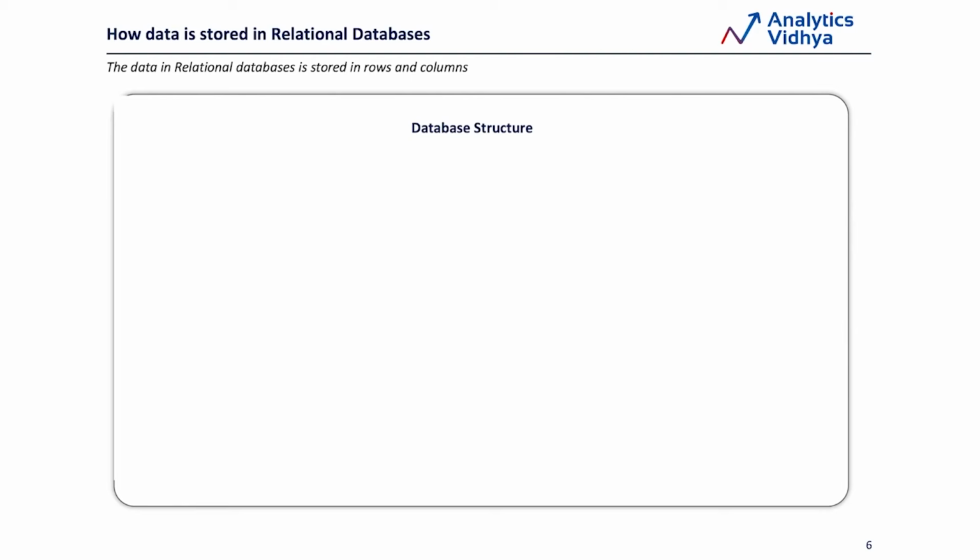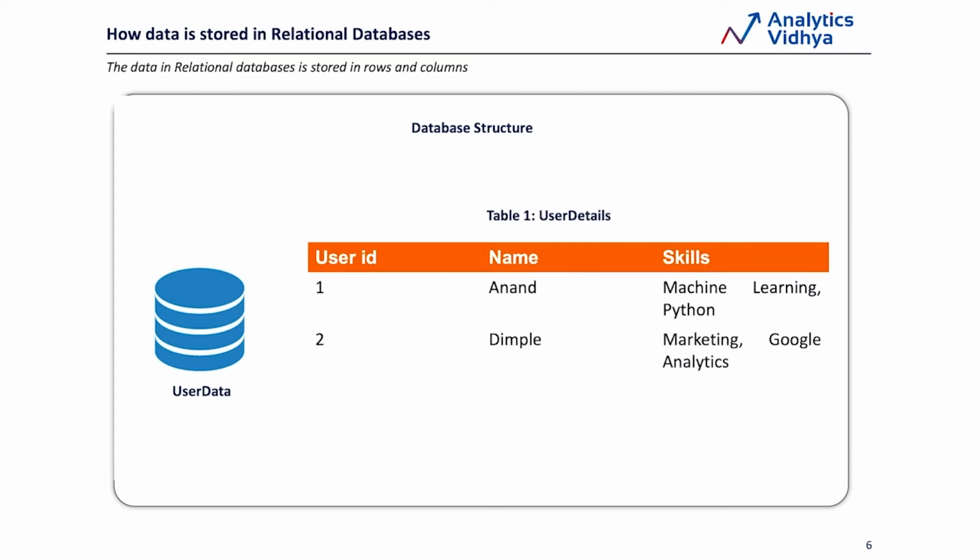Now let's look at how data is stored in relational databases. Let's say you are developing a job portal and trying to store the data of skills of users. So you'll have a database, user data, and in relational databases, you can store data in tables. So you will have tables. You decide to have one table called user details, which contains the data of user like user ID, name, and skills. Then you insert rows into it or your data into it.